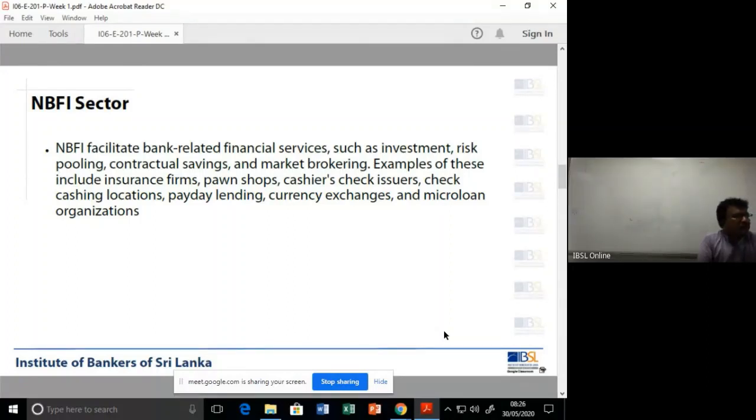Let's read. NBFI facilitate bank-related financial services such as investment, risk pooling, contractual savings, and market brokering. Examples of these include insurance firms, pawn shops, cashier check issuers, check cashing locations, payday lending, currency exchange, and microloan organizations. Take your time and think about these institutions that you have seen.